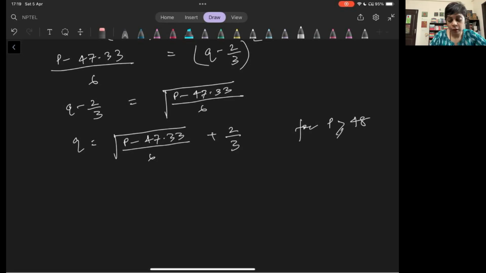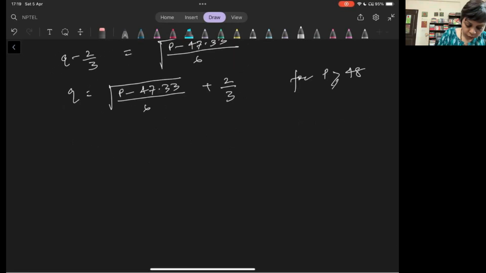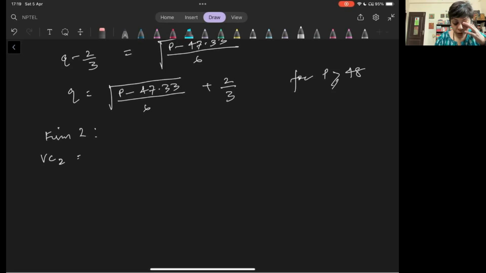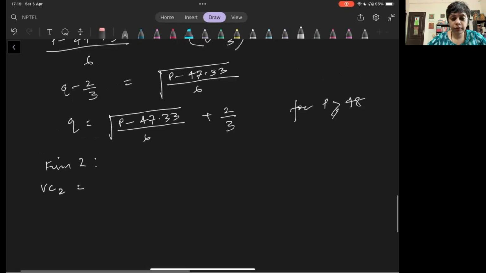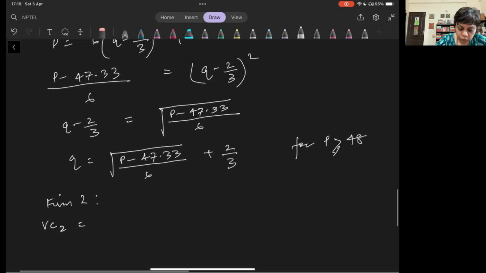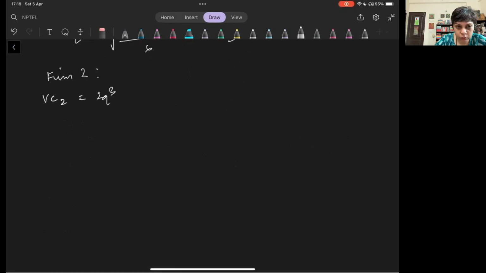Perfect. Anyway, let's do it for the other firm also, firm 2. So this is firm 1's supply function that we have evaluated. For firm 2, you do the same thing. First, let's express the variable cost. Variable cost for firm 2 is 2 Q cube.